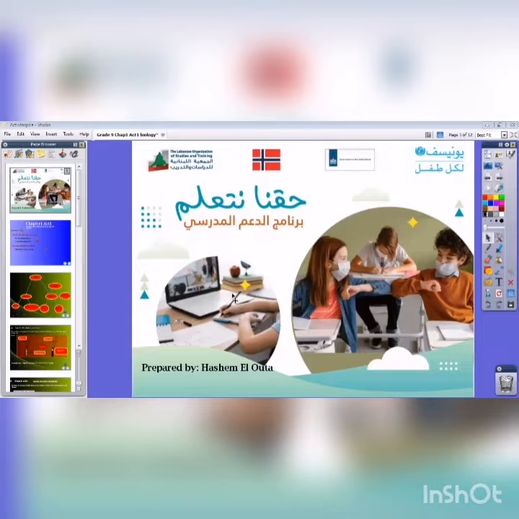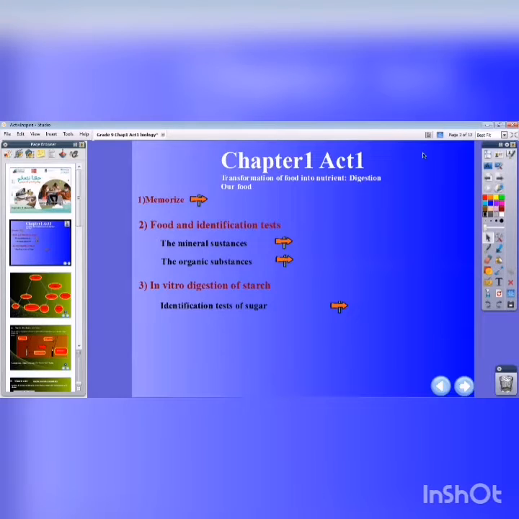Today we are going to see the composition of our food and to classify the food as mineral and organic, and how to make identification tests of the material or substances present in our food in order to classify this food as organic and mineral. Okay, at first let's memorize a little bit.